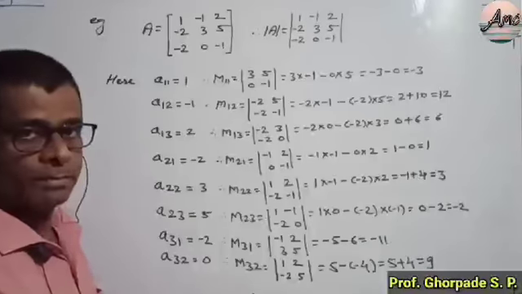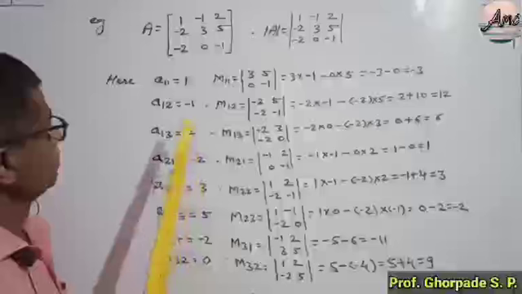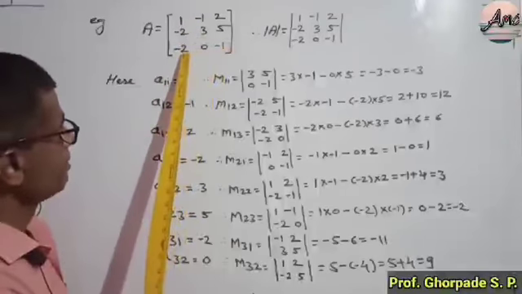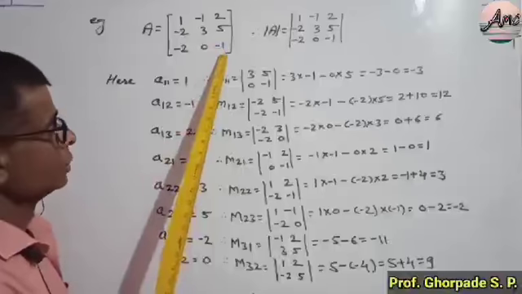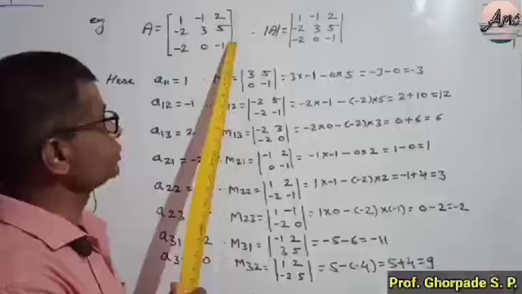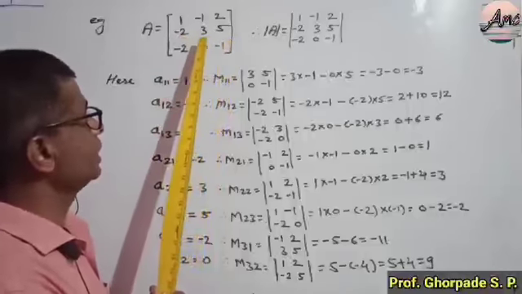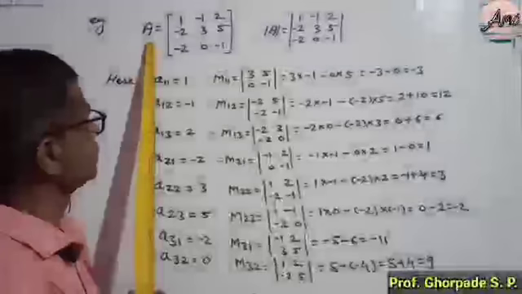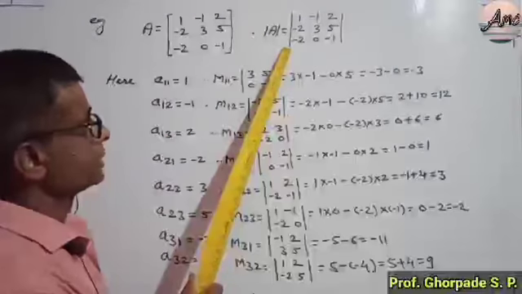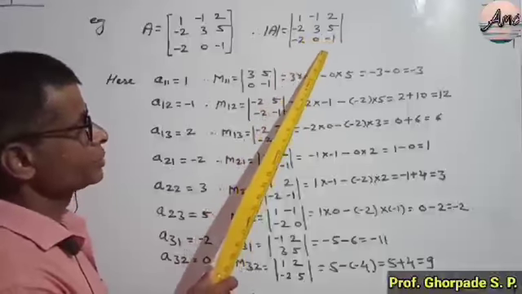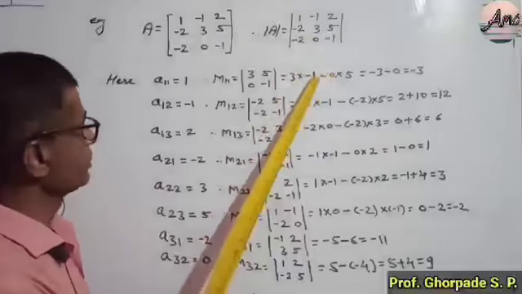Take the next example. Matrix A equal to 1, minus 1, 2, minus 2, 3, 5, minus 2, 0, minus 1. So we have to find the minor of each element of this matrix. So for that, first we have to write the matrix in terms of the determinant. So determinant of A equal to 1, minus 1, 2, minus 2, 3, 5, minus 2, 0, minus 1.